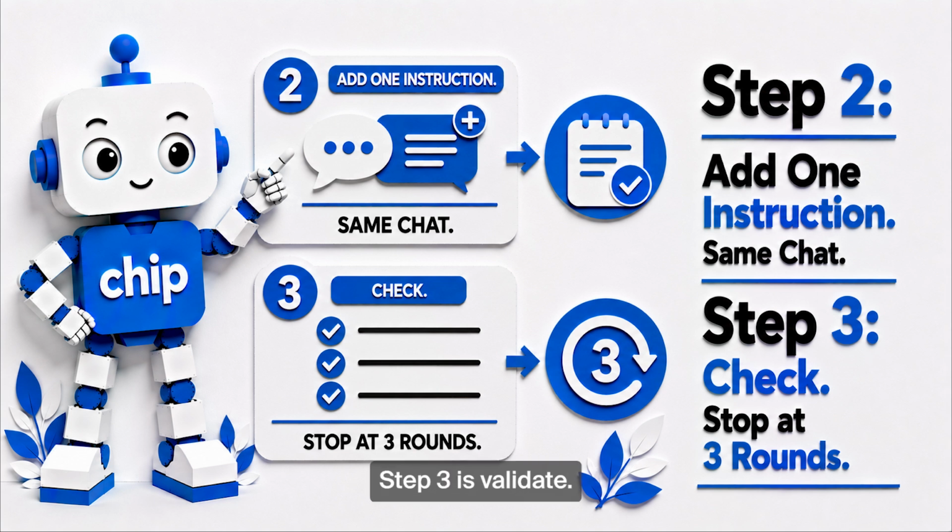Step 3 is validate. Read the new output. Ask, is this now ready to use? If yes, save it and use it. If not, add one more instruction. Stop after 3 rounds. If it is still not right after 3 tries, go back and rewrite the original prompt using the 5-part framework more carefully.